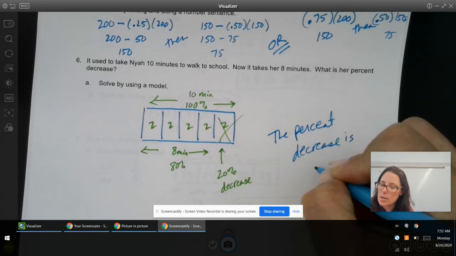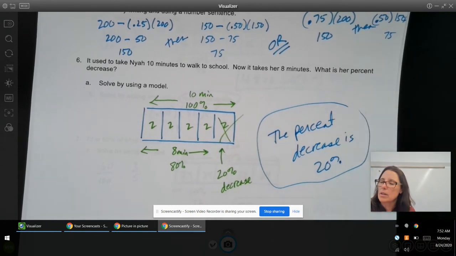is 20%. Okie dokie. All right, guys. See you around.